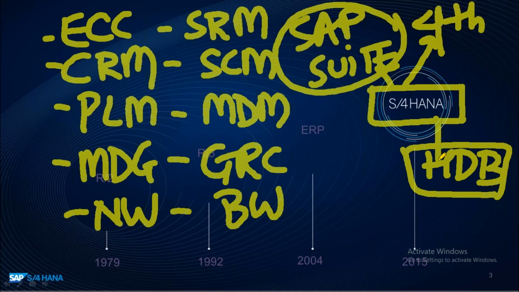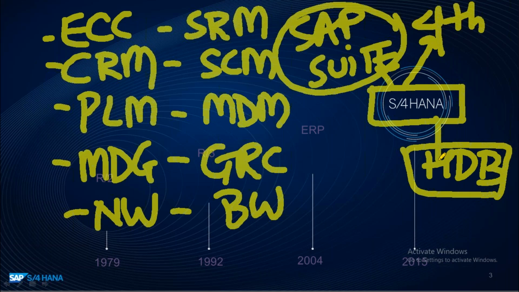We also have predefined content in the ECC, in all of these SRM, CRM, PLM, BW. We have various business content which have been pre-delivered by the SAP S4 for the new compatibility with the S4 HANA.